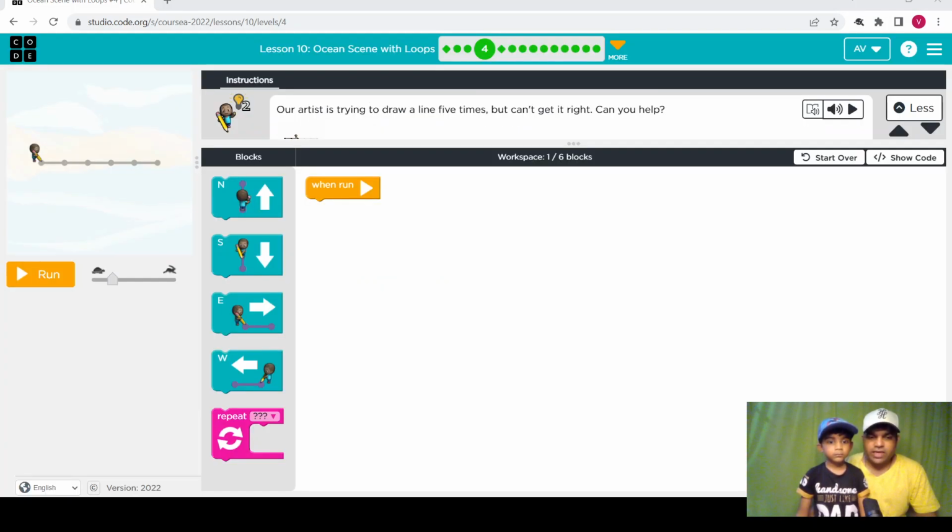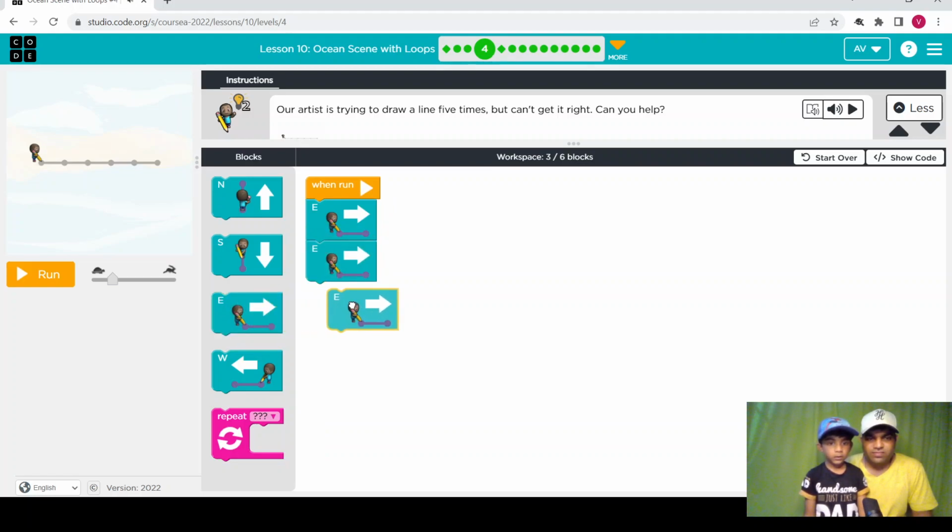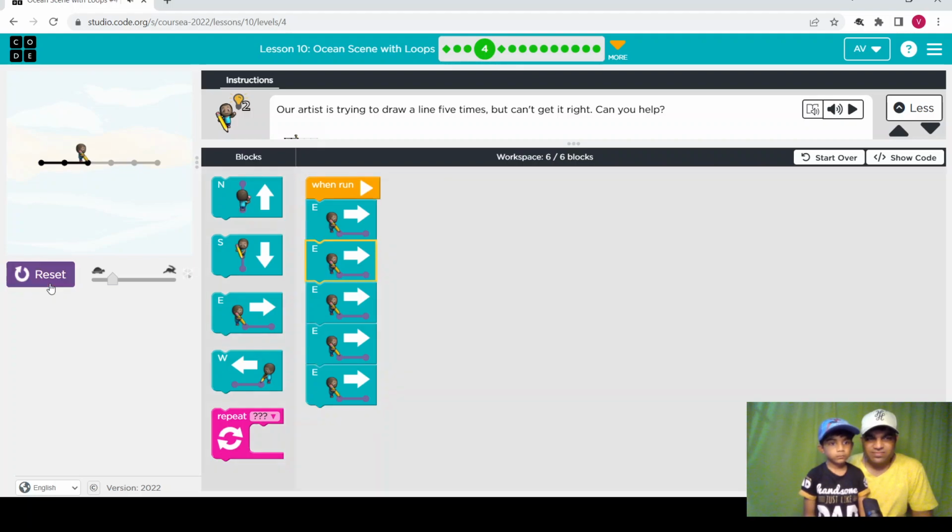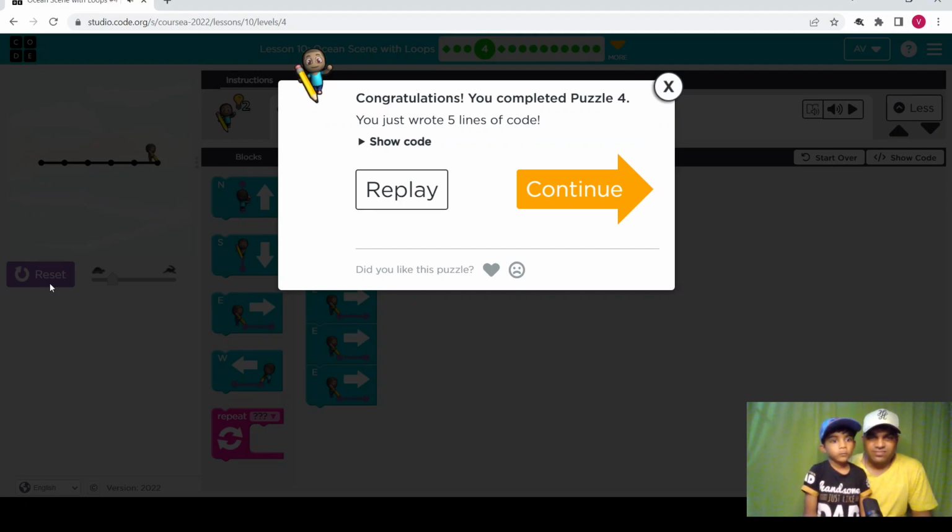So here is the next level. We need to draw, I think, 5 lines to help the artist move forward. One east, two east, three east, four east, five east. Run. Yeah, the puzzle is complete. Okay, so let's continue to the next one.